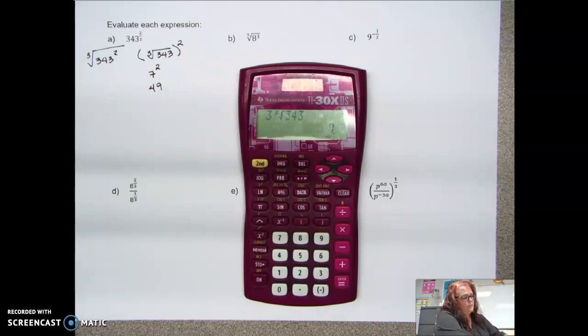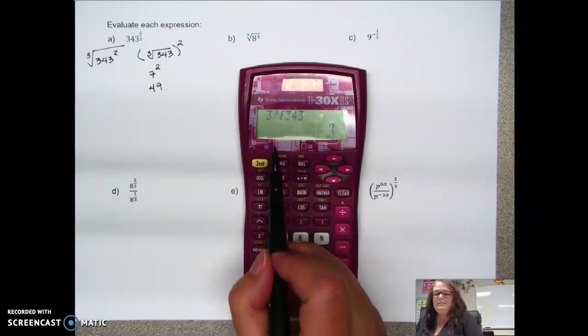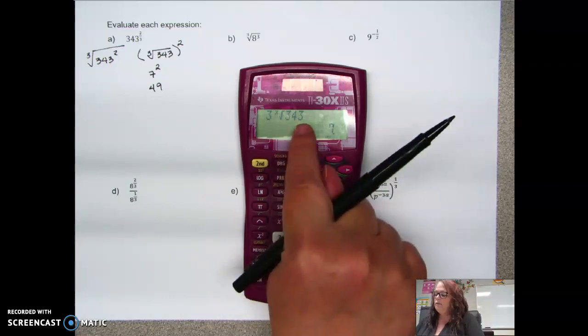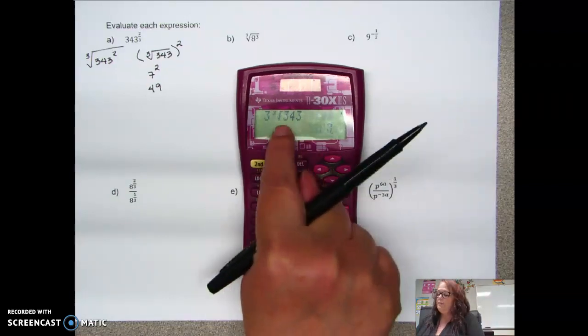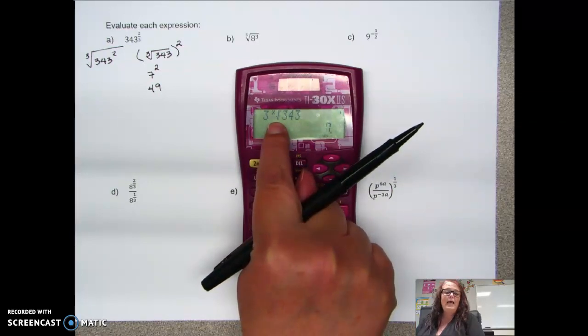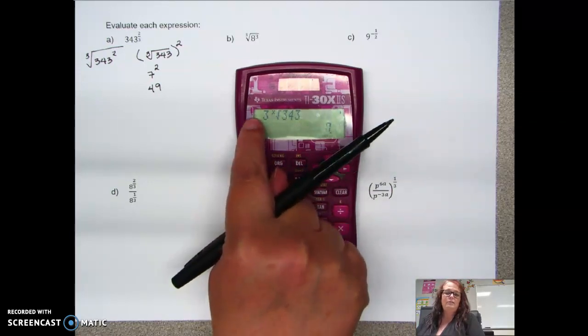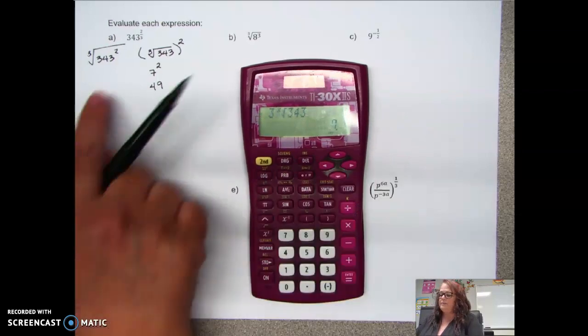Now, if you have a backwards-thinking calculator, which I can't find right now, you're going to type in the 343, press that x root button, and then tell it you want it to be that third root, and then you'll find the answer.